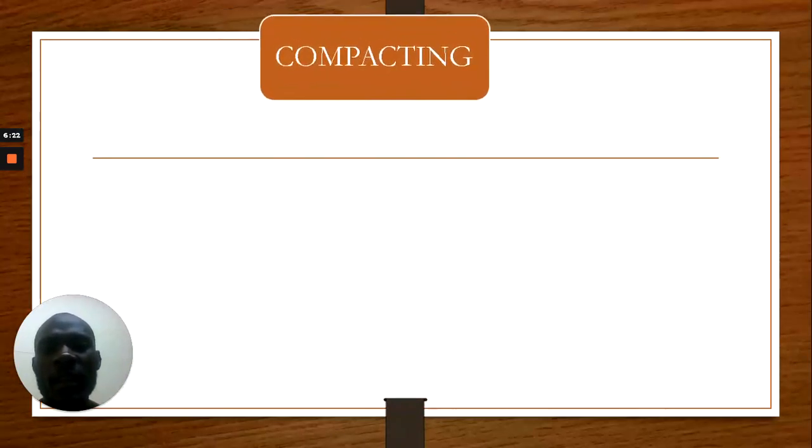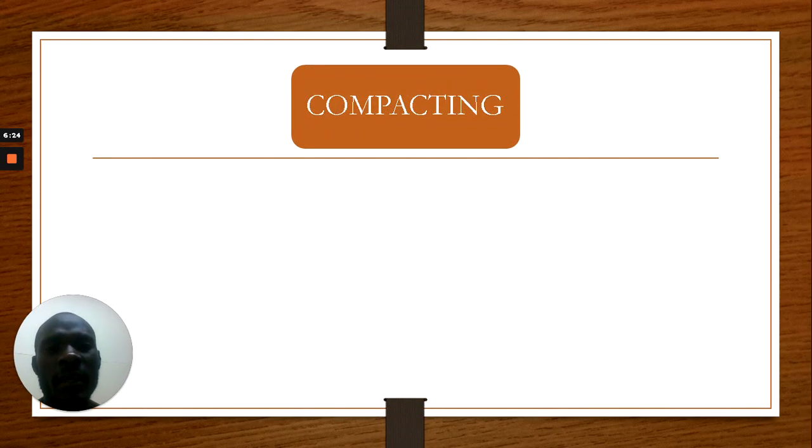So we move to the next step, which is compacting. So after you have done batching, after batching you have mixed. After mixing you do transportation. Then after transportation you place your concrete. So the next step after placing concrete is compacting.